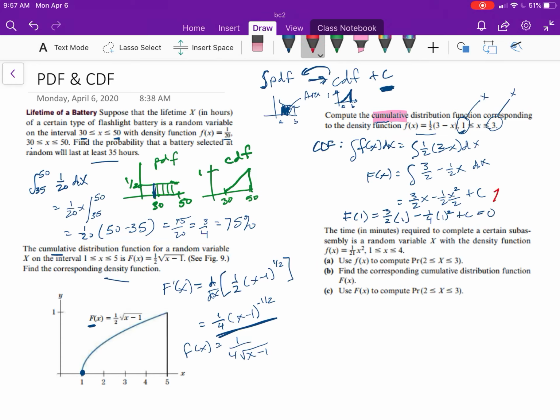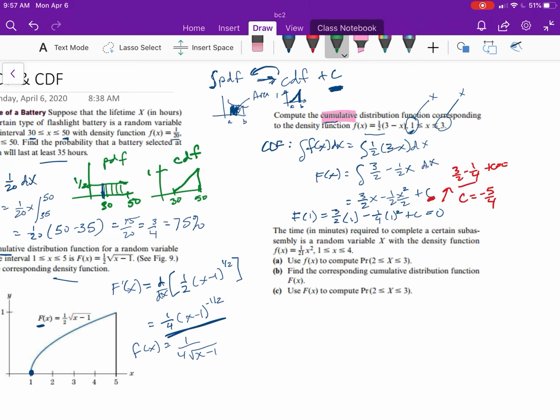I should have given myself a bit more room, but that's okay. So we get 3/2 minus 1/4 plus c equals 0. And that's 5. This here, the sum is 6/4 minus 5/4. So c is negative 5/4. And therefore, just substitute that into this function, right? And we have it. I'll scroll over a tad. So therefore, the cumulative, which we're going to denote capital F, is 3/2 x minus 1/4 x squared minus 5/4.